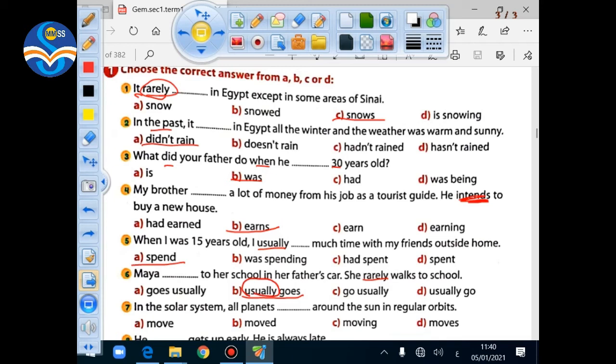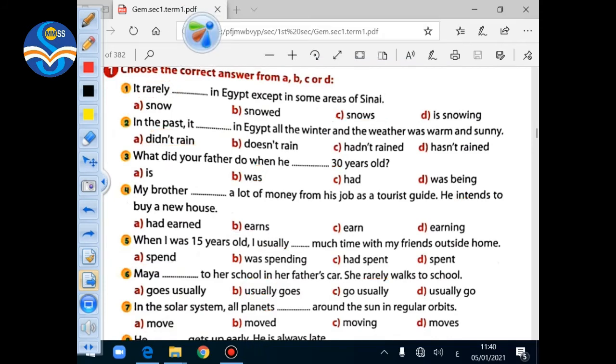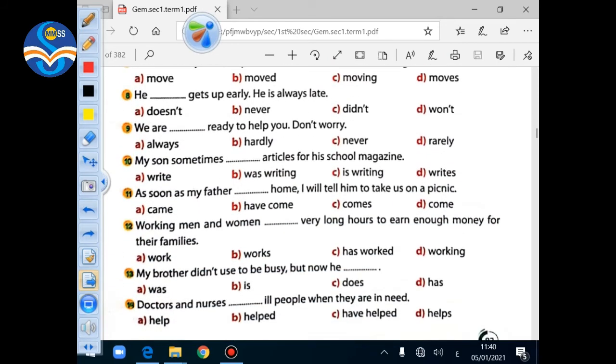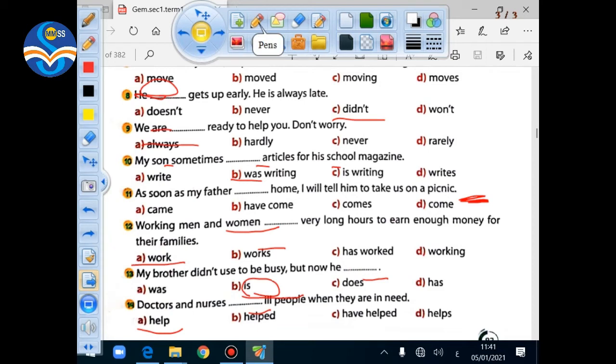Seventh question. In the solar system, all planets are around the sun in regular orbits. This is a fact, yes? It's about nature rules. So it should be in the present simple. Planets, they are plural. So I should put the verb in its infinitive form, so it's going to be move. Let's move to the second page.